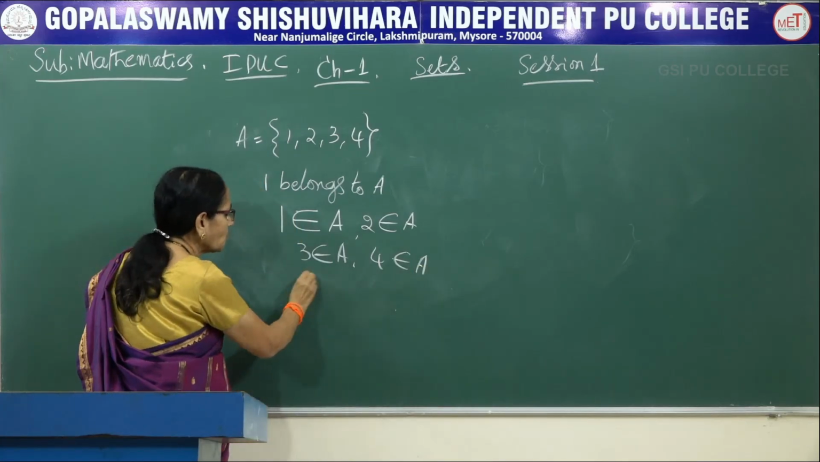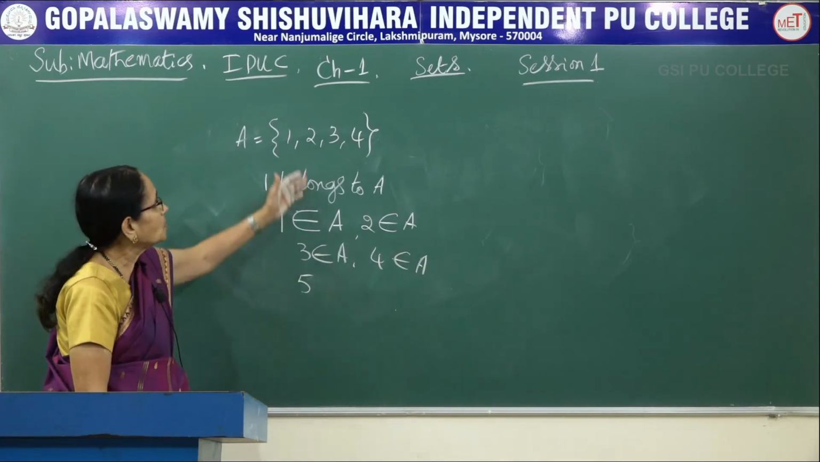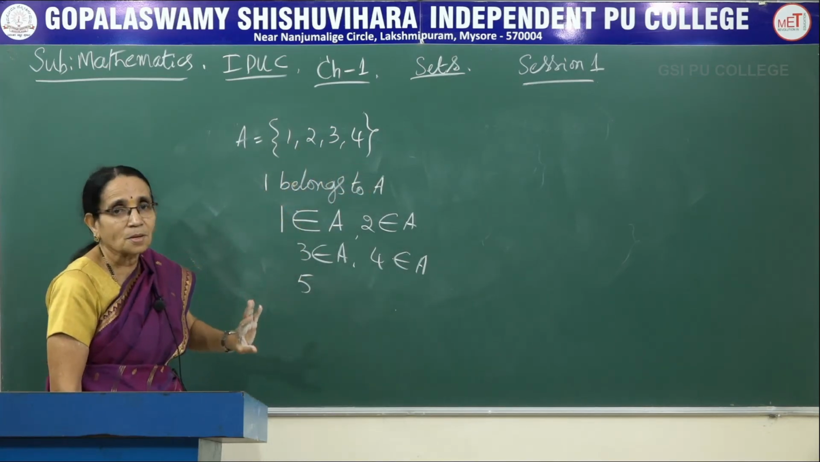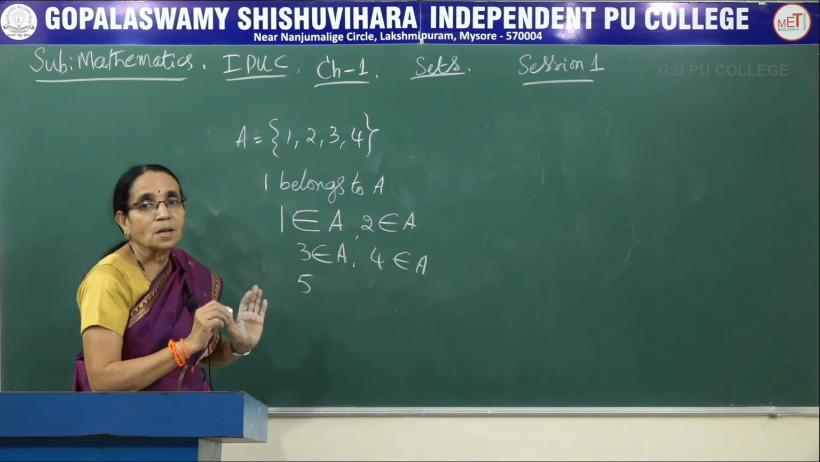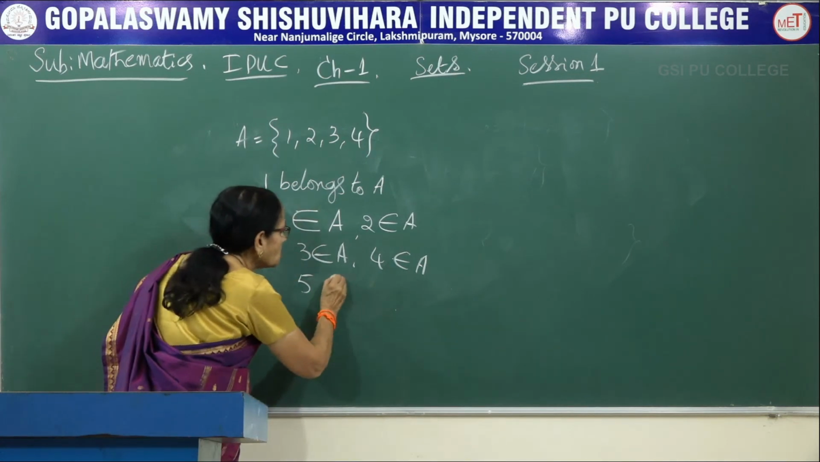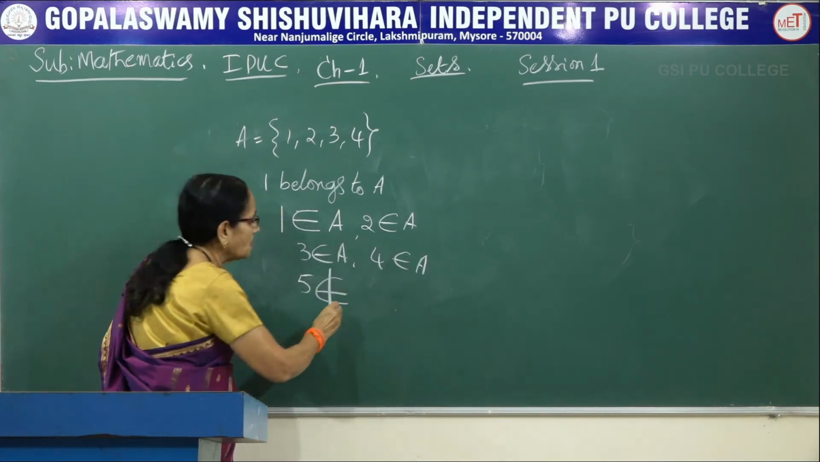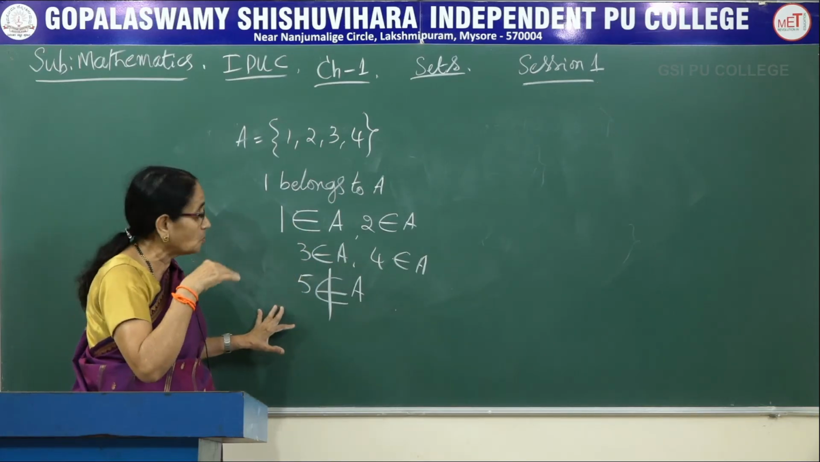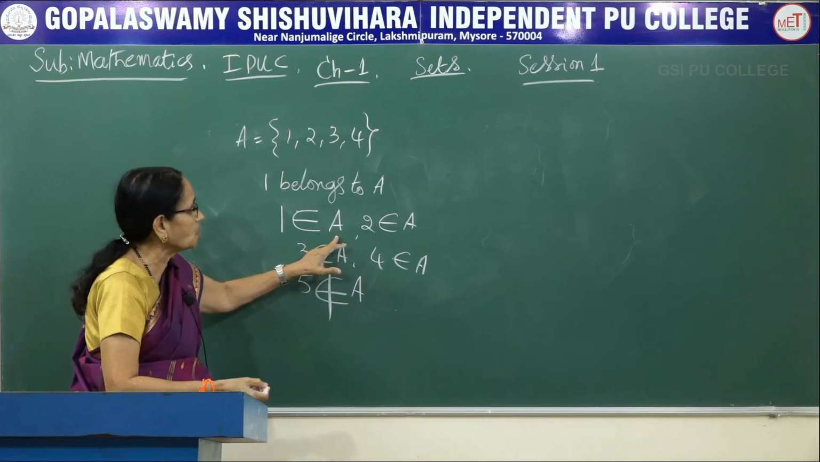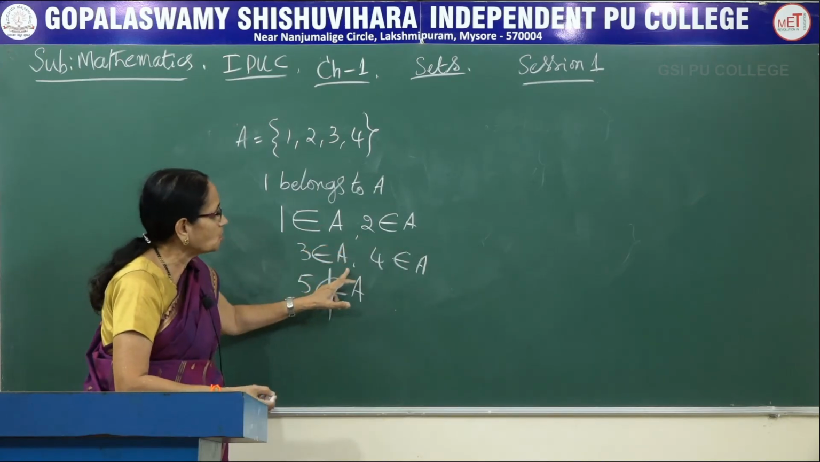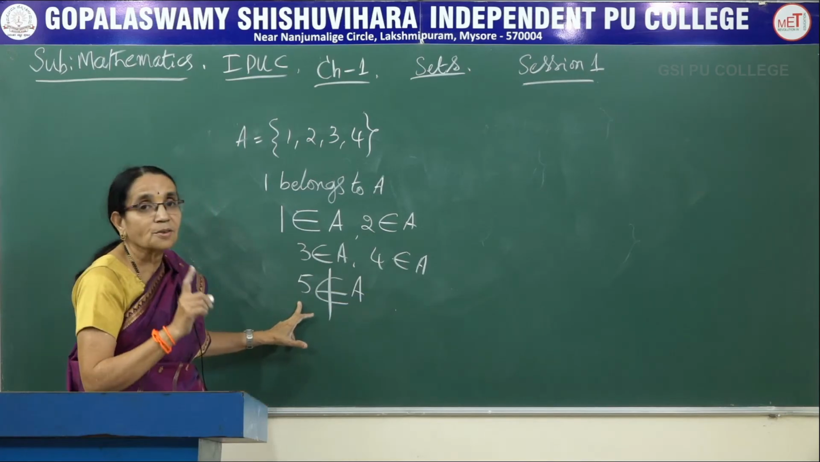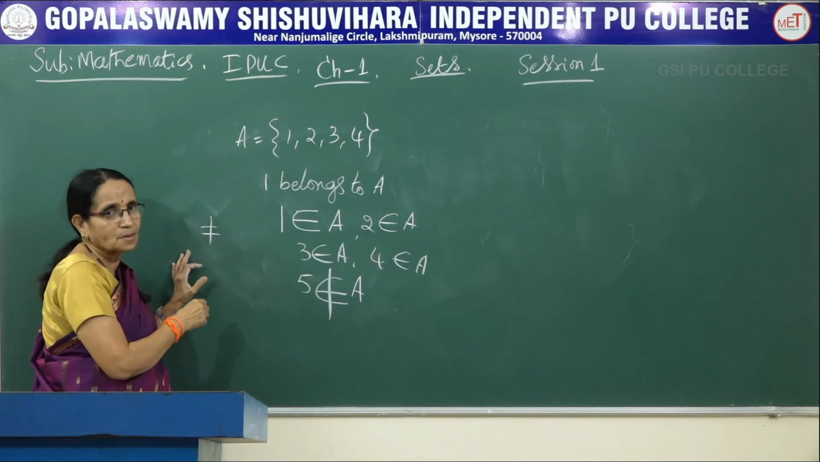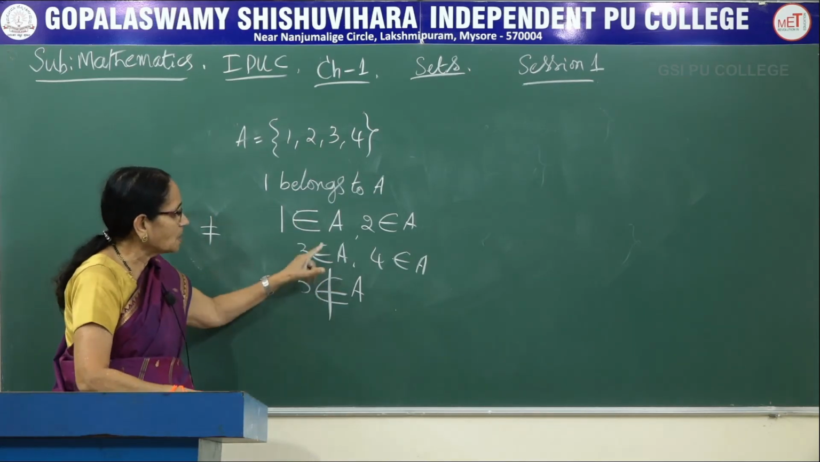Now let me take the number 5. Is it in the set A? No. We can see that there are only 4 elements here. 5 is not in the set A, isn't it? So how do you say that? 5 does not belong to the set A. So write it like this and cancel this symbol, and write does not belong. You have to pronounce it properly. 1 belongs to A, 2 belongs to A, 3 belongs to A, 4 belongs to A, 5 does not belong to A. You have learnt about this. Equal we write, it is not equal, we cancel that. Similarly, we use the symbol and cancel it.